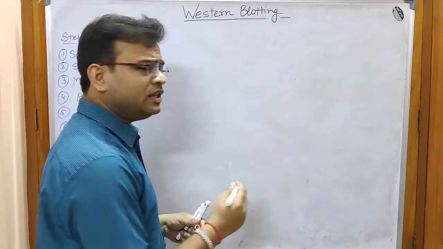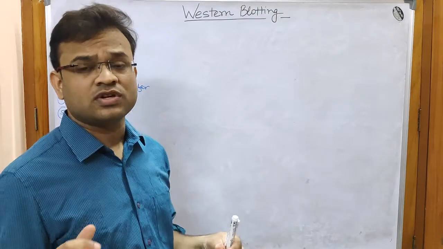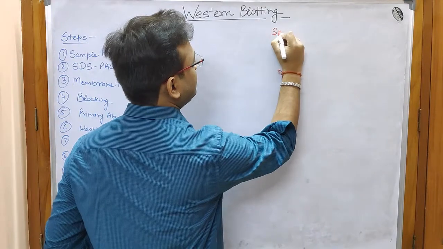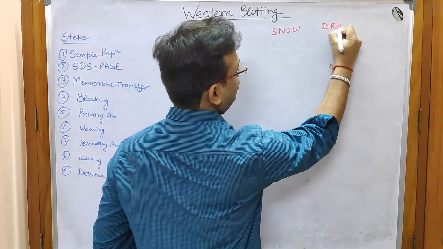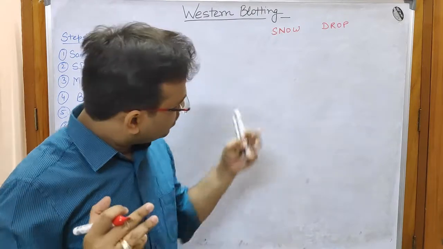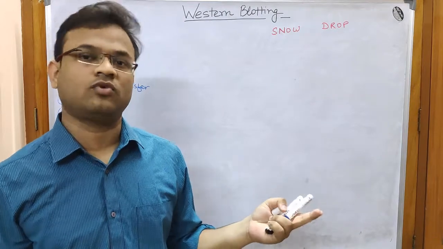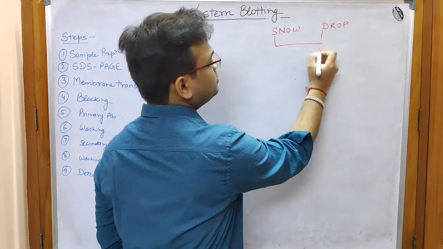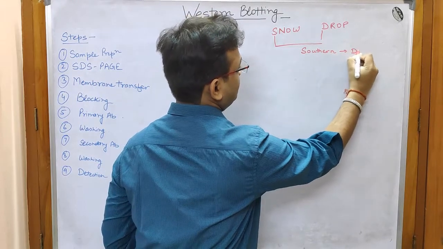When you learn these techniques, that is Northern, Southern and Western blotting, what they are used for can be learned by two very easy words: SNOW and DROP, snowdrop. If you learn these two words, then you can easily understand which blotting technique is used for which macromolecule. If you match S and D, then Southern is used for DNA.